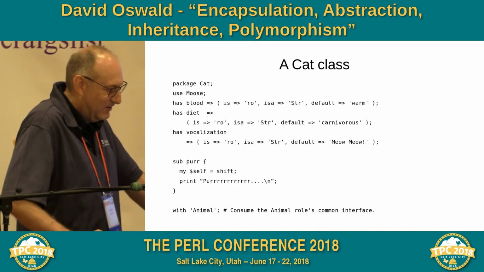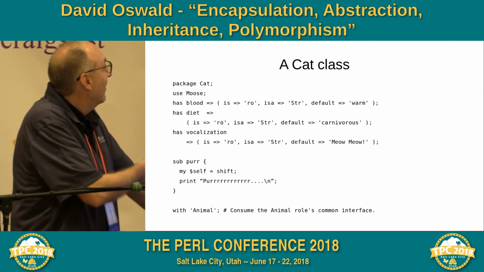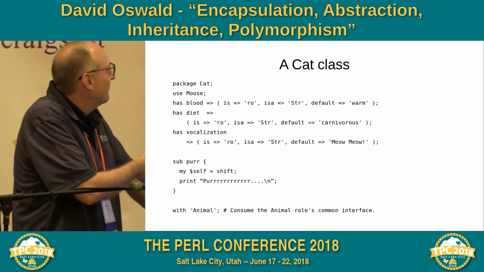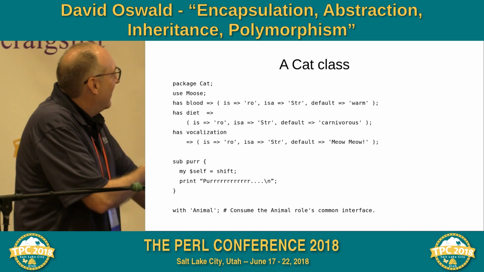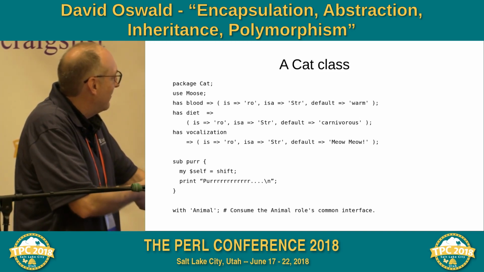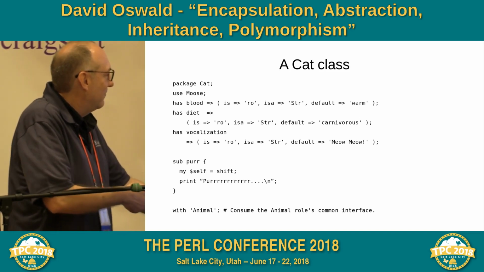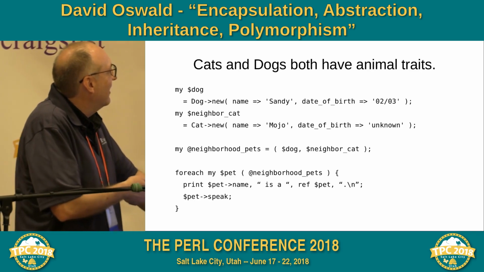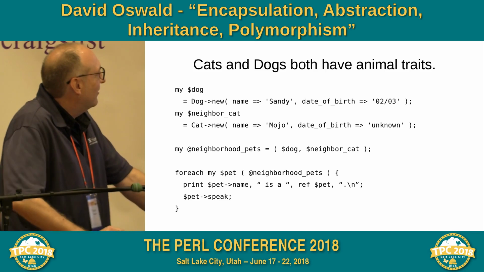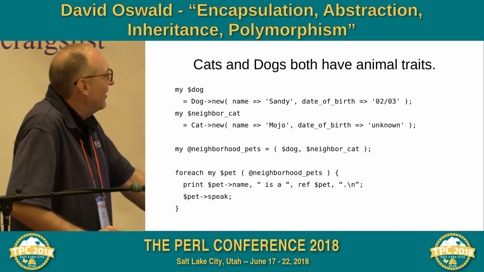So we're going to go back to animals again, because I promised never to talk about animals in my talk. That's all I've been doing. We're going to say a Cat uses Moose, which is kind of ironic, but anyway, has blood type, and it has a diet, it has a vocalization, and its vocalization is represented by purring. And so with Animal, we're going to consume the animal's role. Now we're going to look, dogs and cats both have animal traits. And so let's treat dogs and cats as polymorphisms of the same animal base.